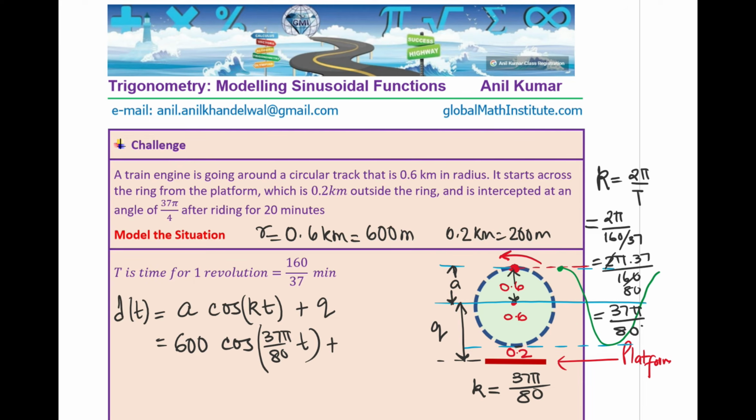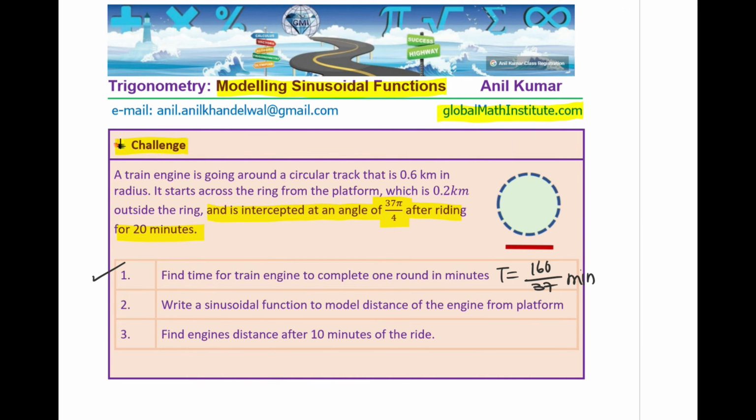And the value of q is 0.6 plus 0.2, which is 800, correct? So that is the axis. So we can add 0.6 to 0.2 to get the distance from the platform. So that becomes the distance, and the units will be in meters. So that is how you could actually model the situation. Is that clear to you? Correct? Now let's look into the solution for the question.